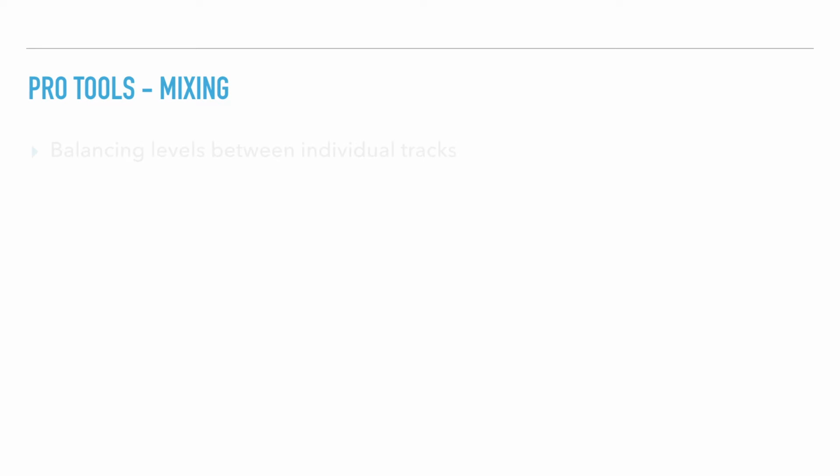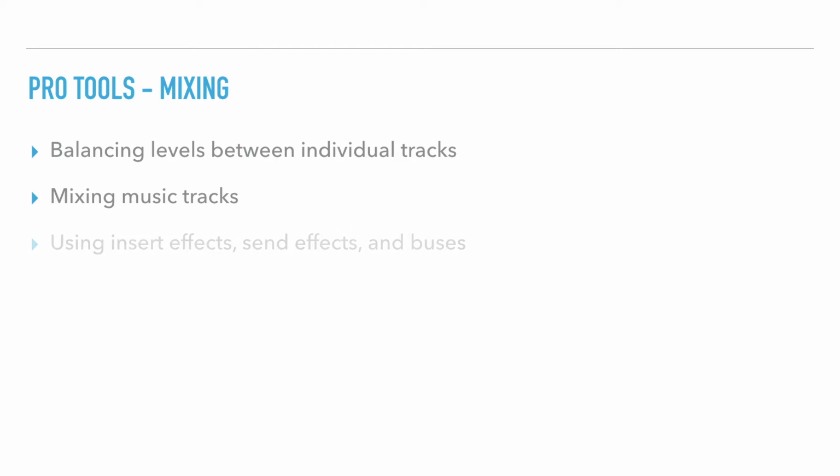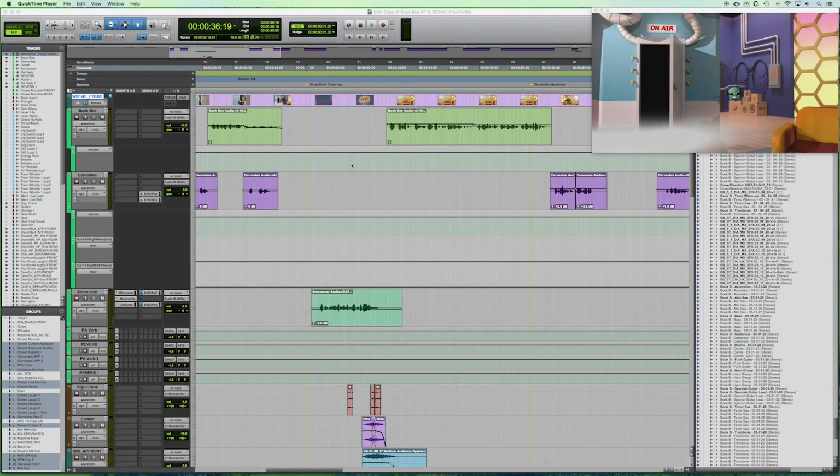Mixing refers to balancing levels between individual tracks. This can include dialogue, sound effects, and music tracks, but mixing also refers to a mix of the stems that build up a single two-mix or stereo music file, and it can include the use of insert effects, send effects, and buses. I have a Pro Tools session open for a student project called What's the Buzz?